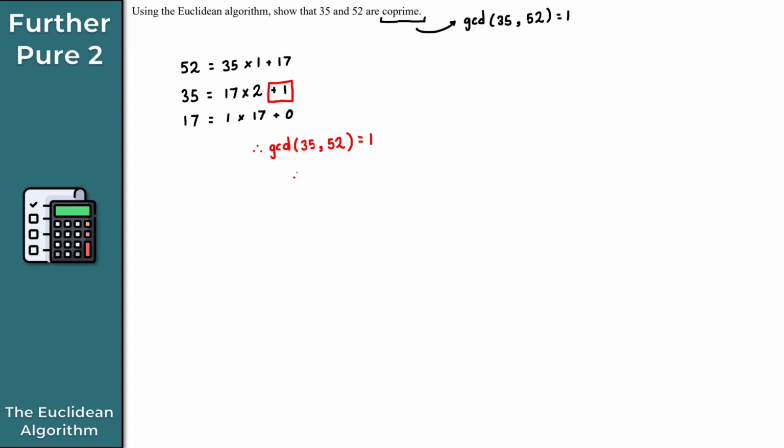So therefore, then 35 and 52 are coprime. Okay, and there we have it. Perfect, right? That gives us the solution then to the very last question, question 2. And that brings the end then of this video here on the Euclidean algorithm.